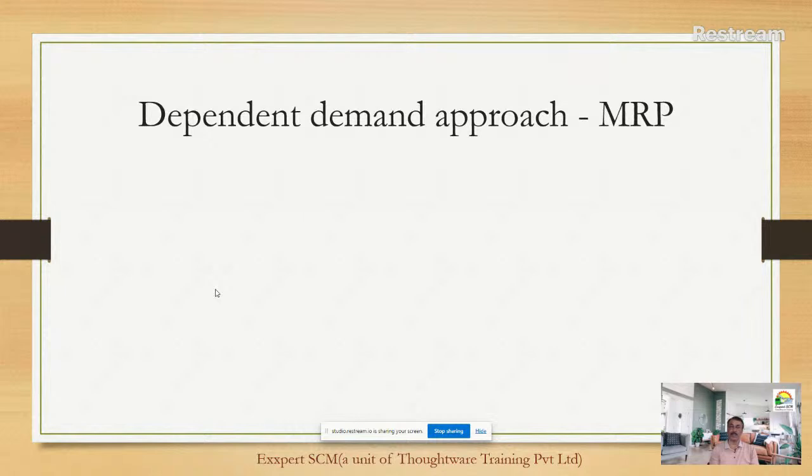On the other hand, the components required for the car, for example, engine, chassis, or even wheels or tires, are a dependent demand. So you don't need to forecast dependent demand, because they are all calculated using MRP. That's where MRP comes into the picture.